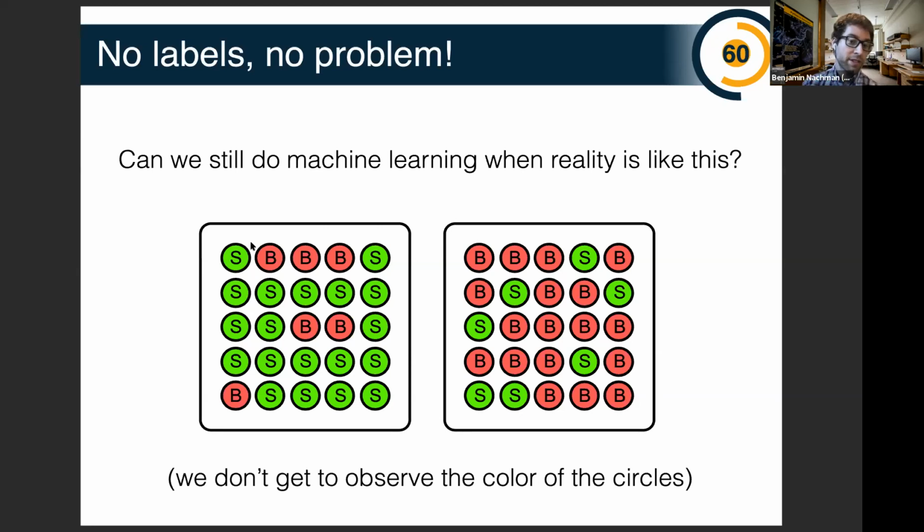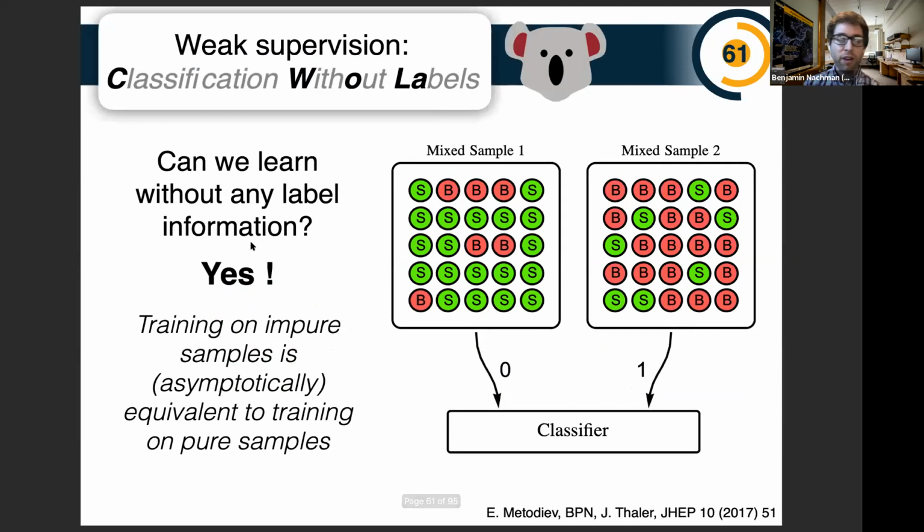And in that case, the question is, can we still learn? And there are a variety of tools to learn in this case that are less than supervised, so unsupervised, weakly supervised, semi-supervised. And one example, which I'll just highlight here, goes by the name classification without labels. And the idea is that very simply, if you can construct these mixed samples, you can simply assign labels. So everything in this mixed sample is, say, 0 and this is 1, train your favorite classifier to distinguish them. And then you can show that classifier is asymptotically optimal for distinguishing red from green.